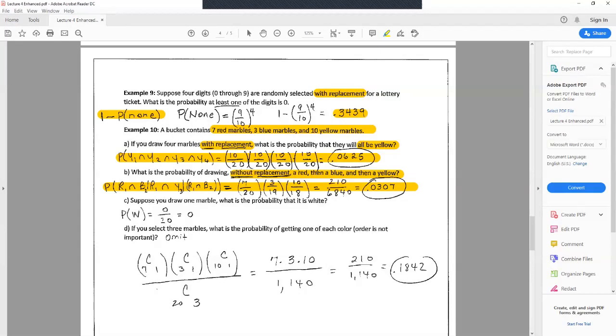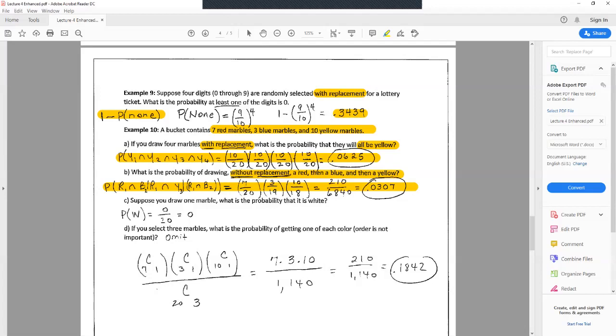And then the probability of getting a yellow on the third draw after I drew a red on the first and a blue on the second. Well, how many yellows are in there? Look at the problem. It says that 10 are yellow. So 10 out of now 18 marbles. And again, check my calculations, but I got 0.0307, which means slightly more than a 3% chance that if you were to reach in, you would draw a red and then a blue and then a yellow.